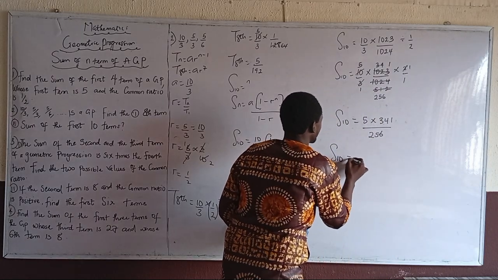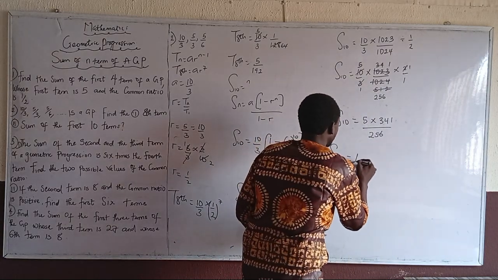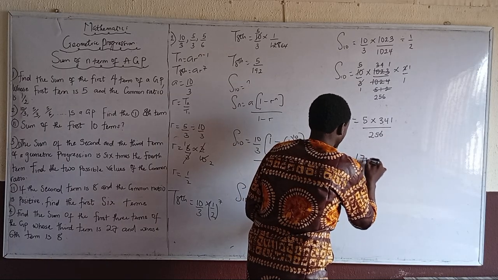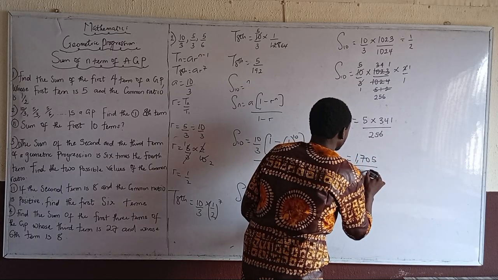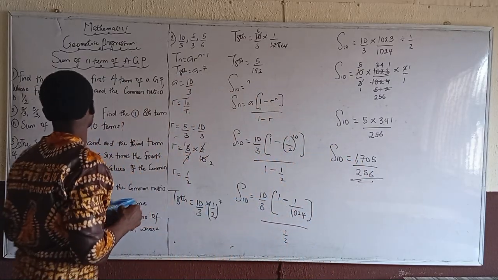So the sum of the 10 terms becomes 5 times 341. That is 1705 divided by 256. That is question 2. So we move to question 3.